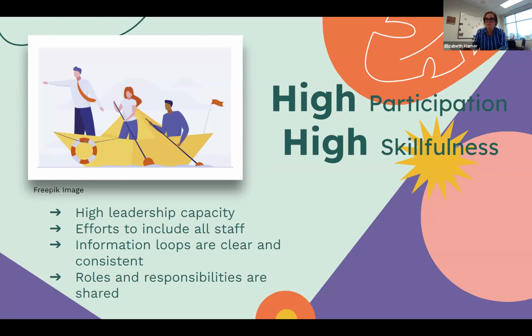I know many of you have teachers at different sites. We have 4 sites currently for our program, and we're building into a 5th site. Sometimes it's hard to be a leader of a situation where you have teachers and staff scattered all over geographically. But if you have a high leadership capacity and you're able to include all staff and the roles and responsibilities are shared, then you're not going to have as many of the barriers, even if you're somewhere else geographically. So high skillfulness, high participation is really where you want to be.